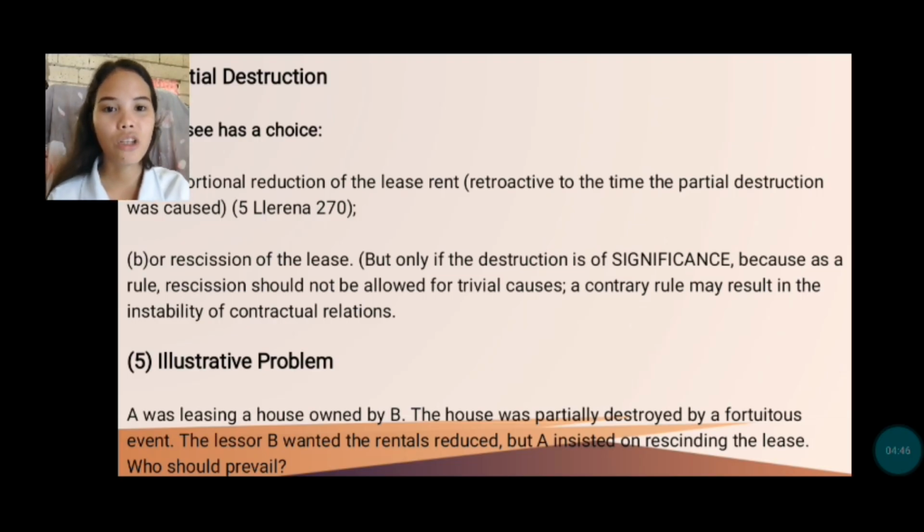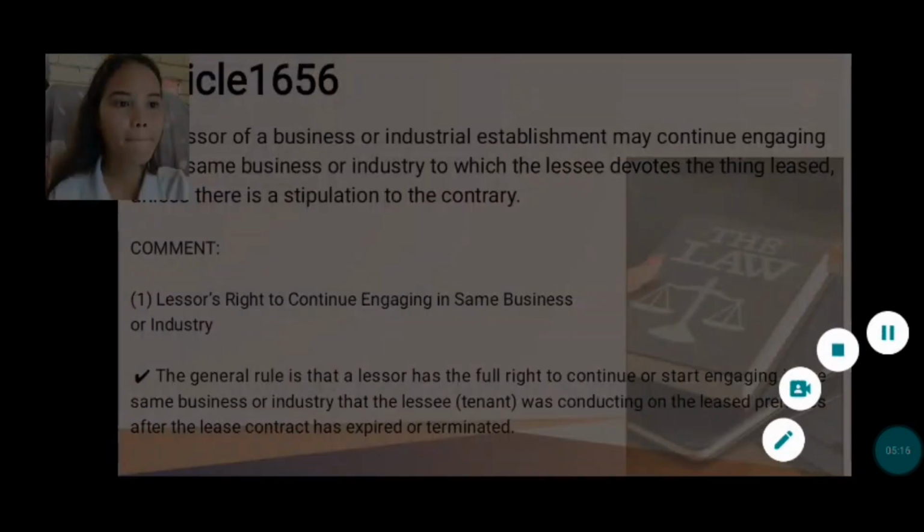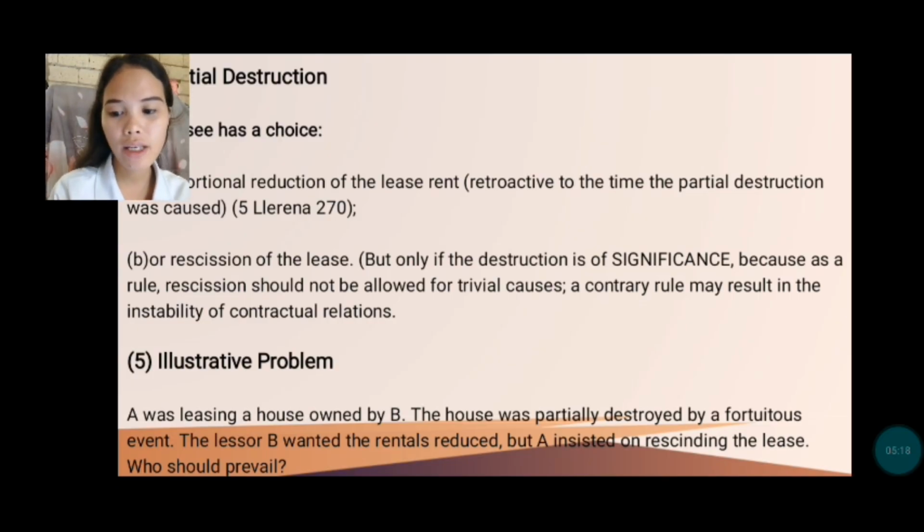So, 5. Illustrative problem. A was leasing a house owned by B. The house was partially destroyed by a fortuitous event. The lessor B wanted the rent reduced, but A insisted on rescinding the lease. Who should prevail? So the solution in this scenario: A, the lessee, should prevail.